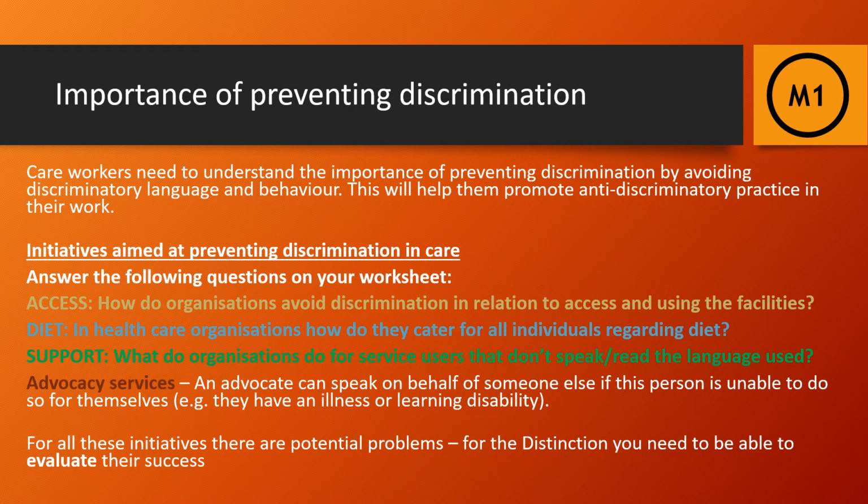And last but not least, as I said, think about what is being done. Access, diet, support. What arrangements are in place to help the individual and to prevent them experiencing discrimination? This can also be good for leading into distinction. So when you talk about the arrangements and the support, you can then start to think about how effective it will be, how accessible is it, how they're going to fund these support arrangements. Is that something that could affect their availability in the future?